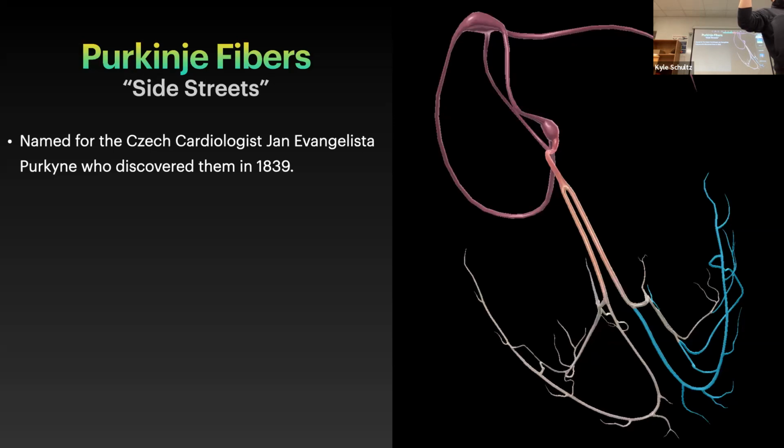They're indistinguishable from the rest of the cells around them. They just have specific properties that allow them to propagate the impulse a little bit more efficiently. So to think about that, this guy discovered these in 1839 when it's not even an actual structure that you can hold in your hand.